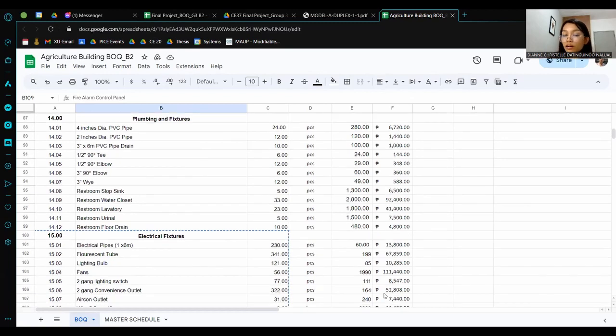So that will be all for the electrical fixtures in the agricultural building. It's actually the appliances for fans, the lights, the light processing unit, and also the light bulbs, and the switch and convenience outlets. So that's it for the electrical plan for the agriculture building.